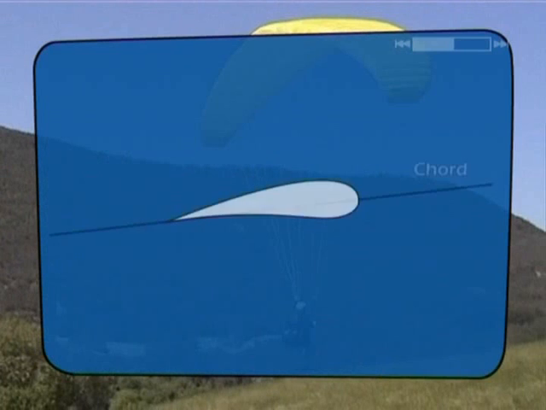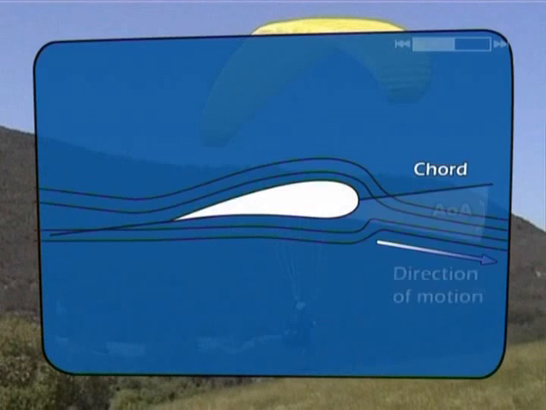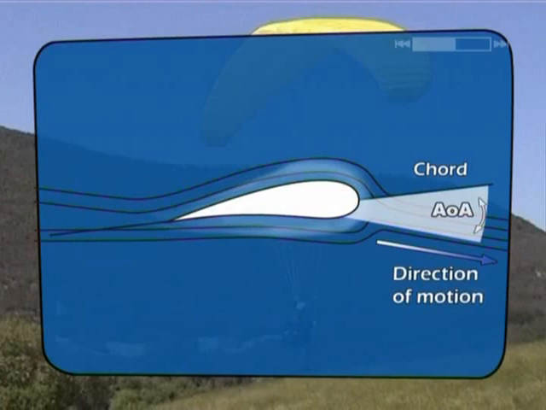As mentioned before, the angle of attack is the angle at which the relative wind meets the profile. This angle should not be confused with the angle to the horizon, known as attitude, as it's possible to have a relatively high angle of attack with the wing at any attitude.